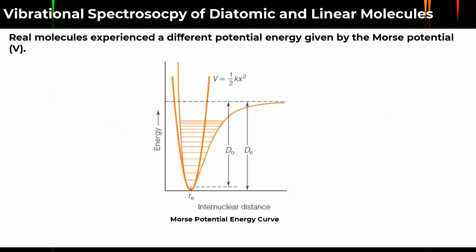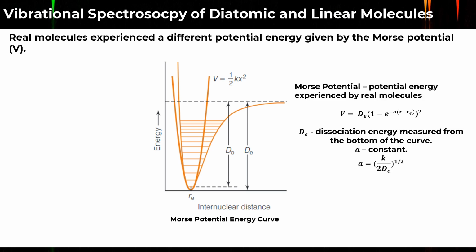Real molecules have a different consideration for their energy, and it's given by the Morse potential as shown here, where D sub E is the dissociation energy measured from the bottom of the curve, and A is a constant and can be obtained by the following equation.